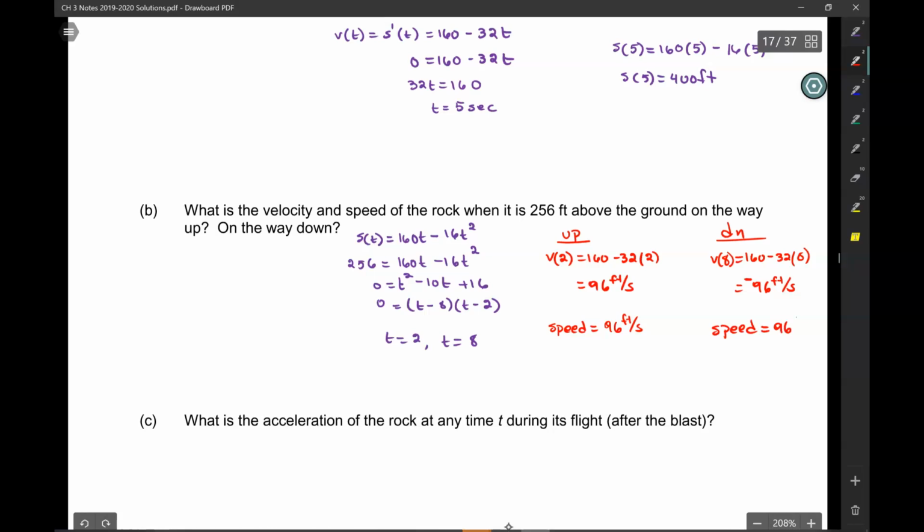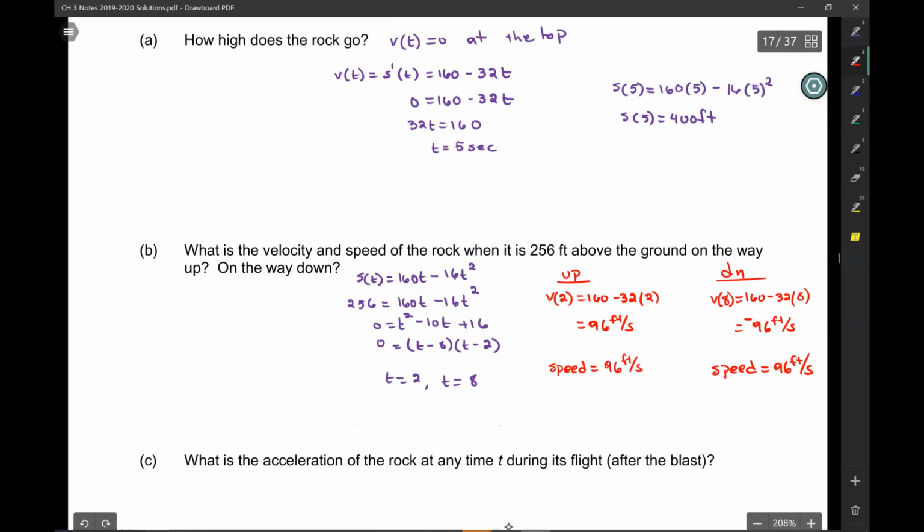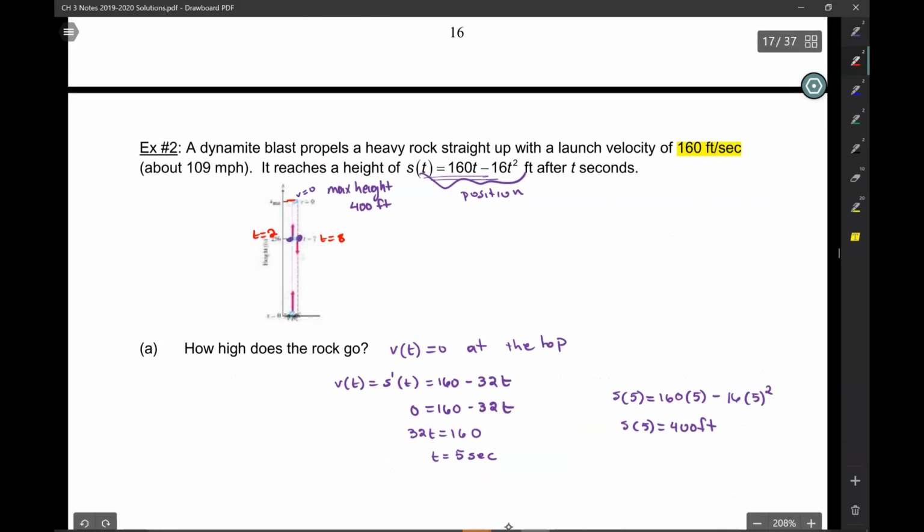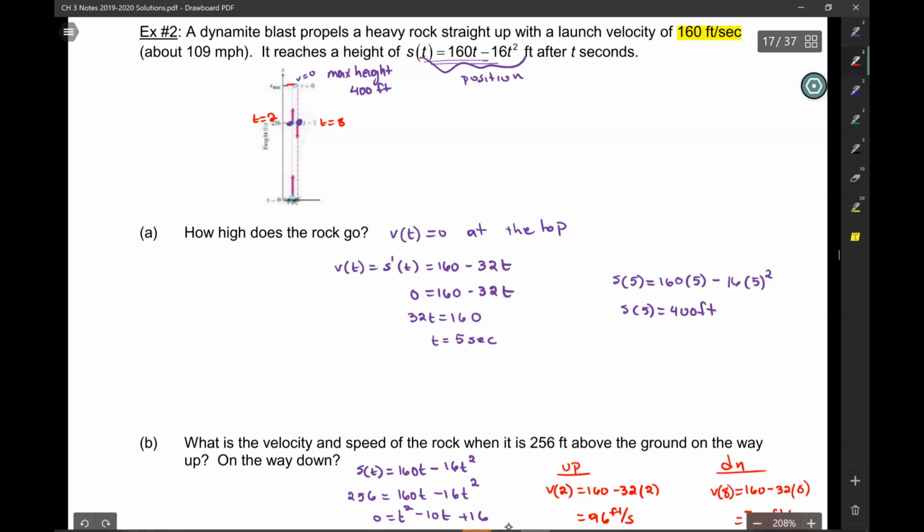So, when it's going up, it has a speed of 96 feet per second. At the same point down, it's got a speed of 96 feet per second. The speed is symmetric the entire way, up and down. Okay? So it starts at 160, and then it's like 100, and then 96, then 50, 20, 0. But the velocity on the way up is positive 96 because it's going in the positive direction. And then on the way down, it's negative 96 because it's going in the negative direction.